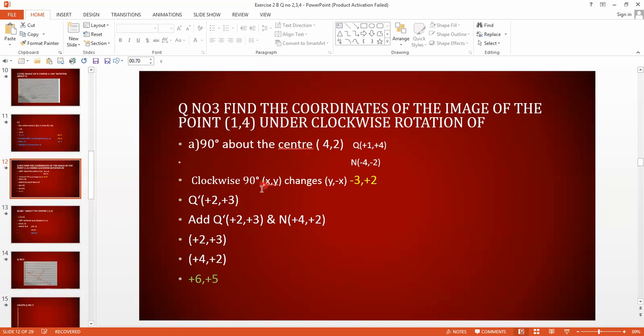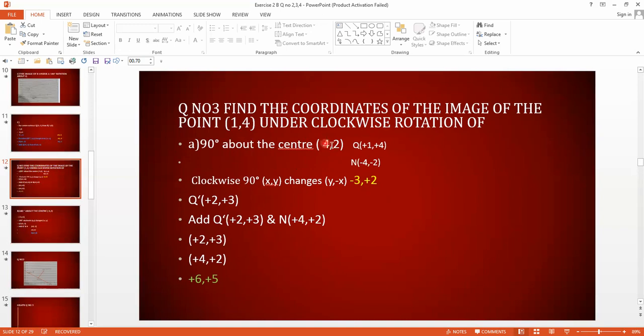Now comes the next point. What is the next point? For making them in the center, I have to subtract the point, then I have to take the clockwise 90 degree rotation. And what is the last point?